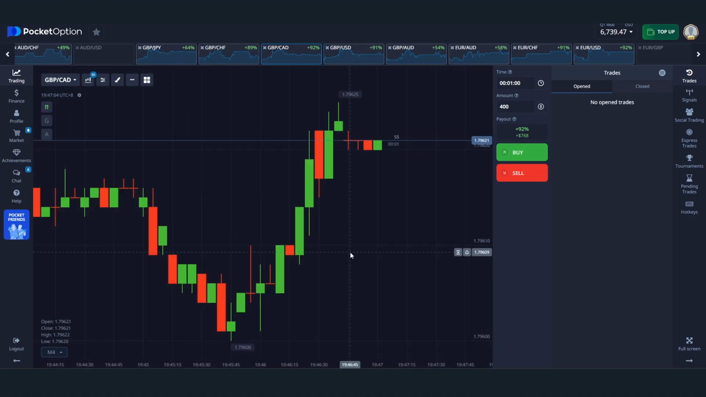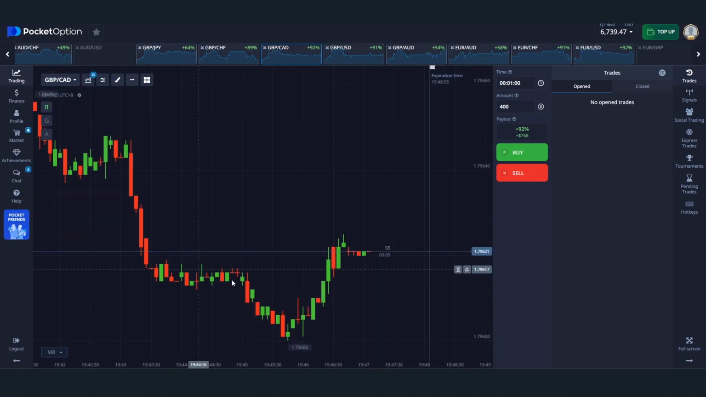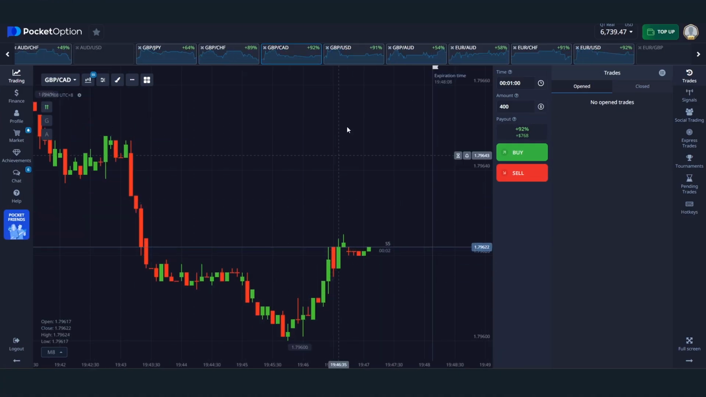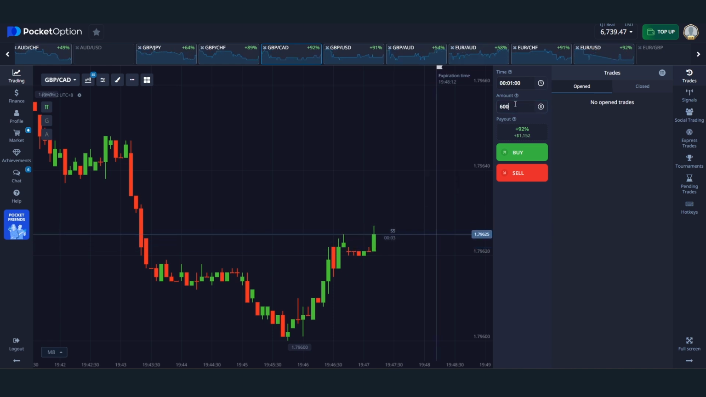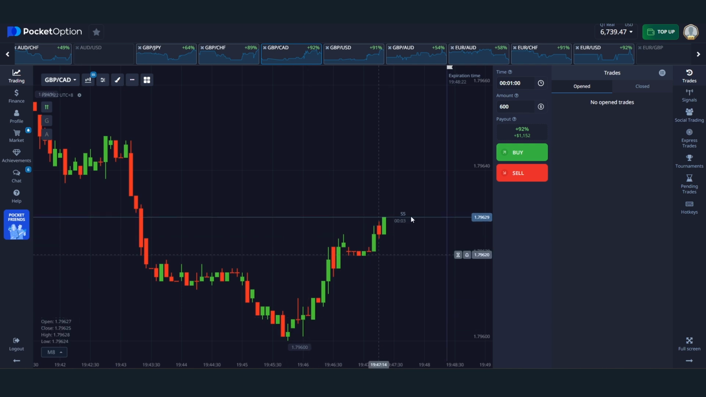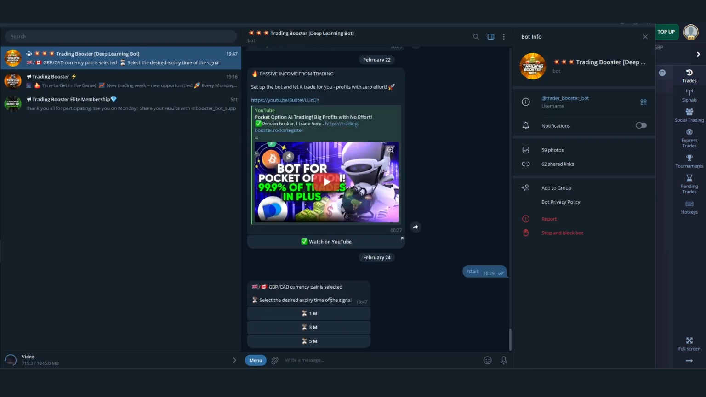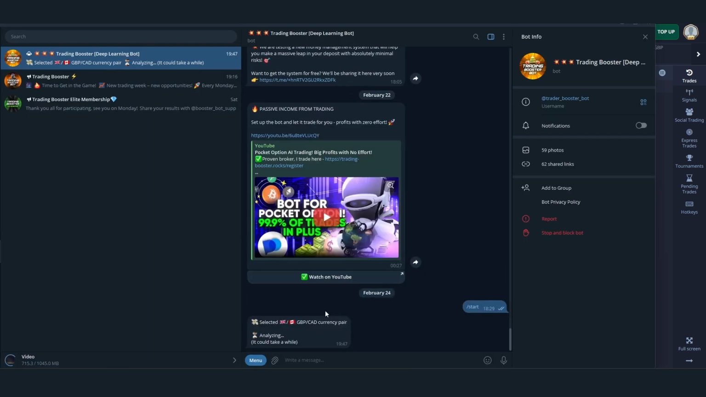I choose the currency pair, British pound, Canadian dollar. There's already good movement here. The currency pair is moving actively, and I can confidently enter for 1 minute, so I will even increase my risks to $600. Now I switch to the booster bot, check the currency pair again, check the time, everything is set correctly. The currency pair has good movement. I select the currency pair in the bot and the time for the trade. I choose 1 minute on the platform.